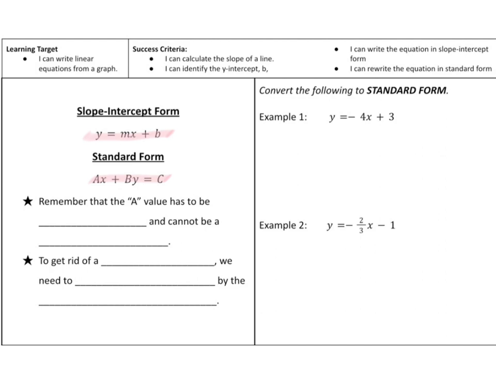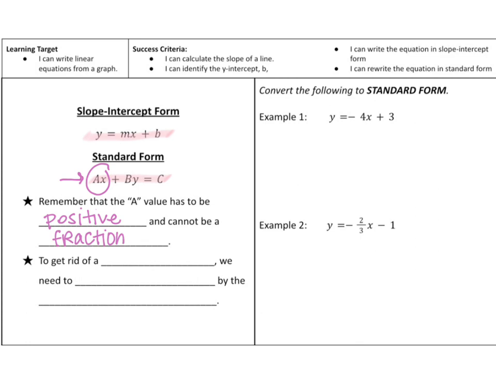Something very important to note: this ax right there, this a value, has to be a positive number. It can't be negative. So that's something to be aware of. And we also don't want it to be a fraction. We want it to be a whole number. So our a value should always be positive, and we shouldn't have a fraction for that a value. We want to deal with whole numbers only.